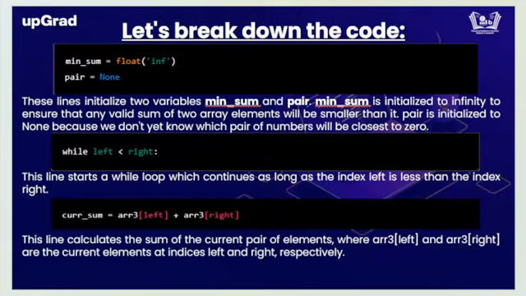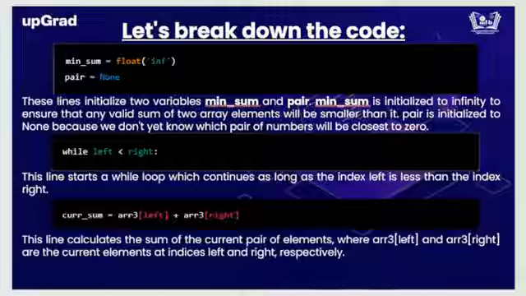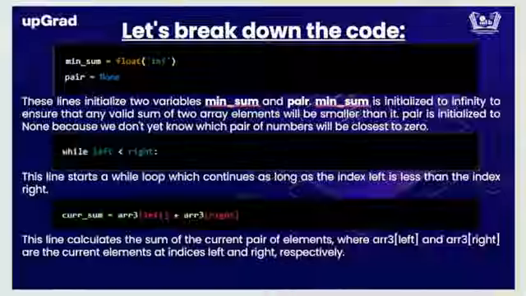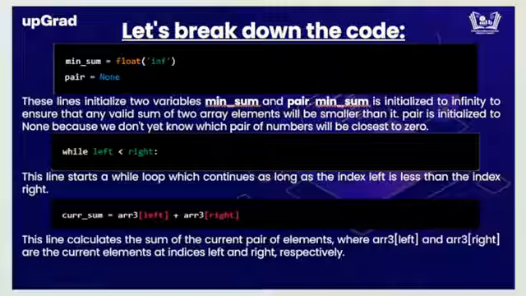We have also taken minimum sum and pair, and in this line of code the two variables minimum sum and pair are initialized. The minimum sum is initialized to infinity to ensure that any valid sum of two array elements will be smaller than it. Pair is initialized to none because we don't know which pair of numbers will be considered closest to 0. We also have a while loop which continues as long as the index left is less than the index right.